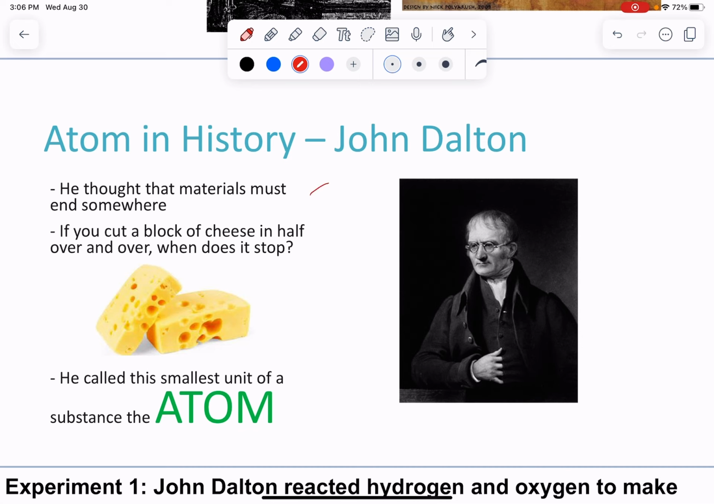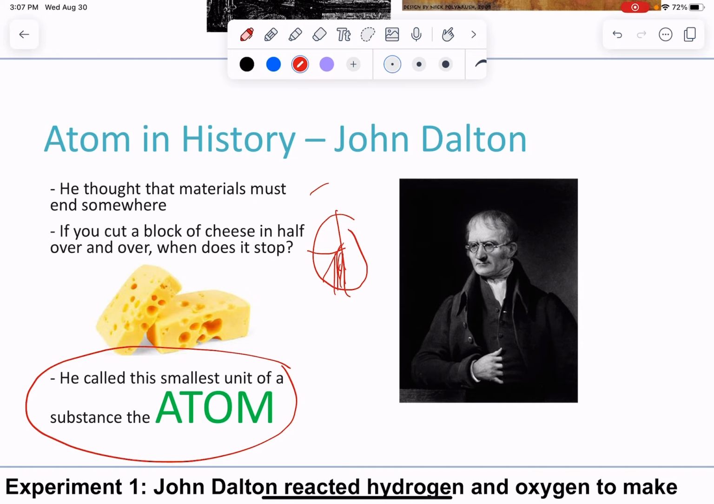He said, hey, if I take a block of cheese and I cut it in half, and I take that half and cut it in half, and then the next half and cut it in half, and just keep cutting it in half, assuming you have a knife sharp enough, eventually you'd get down to the smallest thing. And he called that idea, the idea of the smallest unit of matter, an atom.